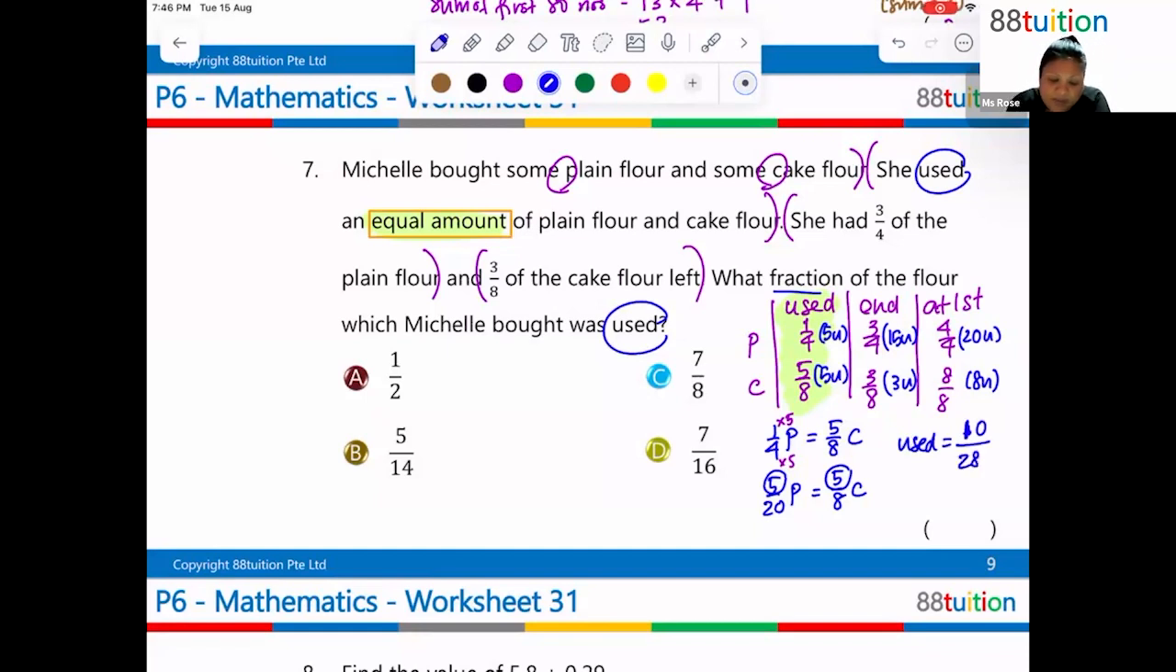Where do I get my 28 from? I got my 28 from here, 20 and 8. What was used is here, which is 10 units. If I simplify this, I will get 5/14. The answer is B.